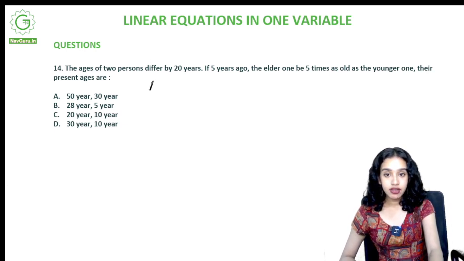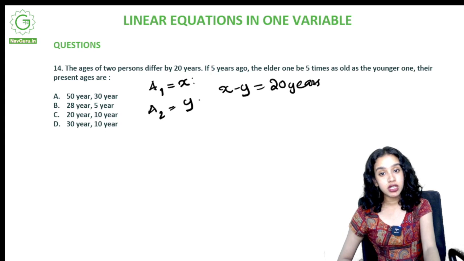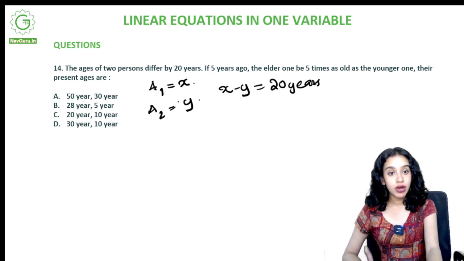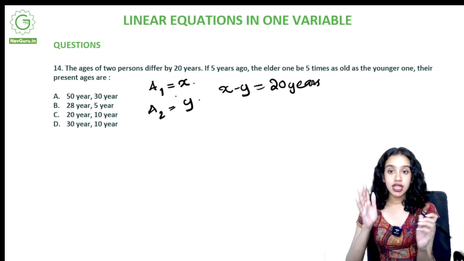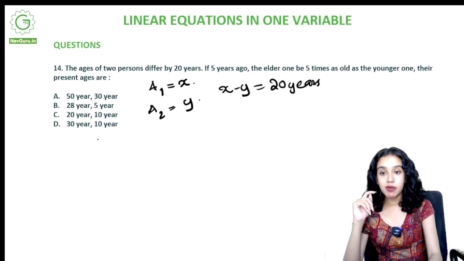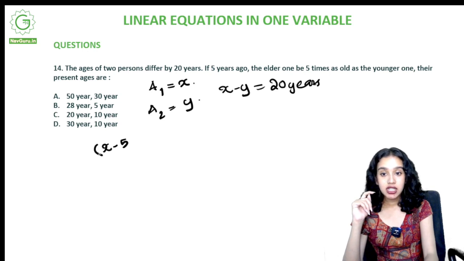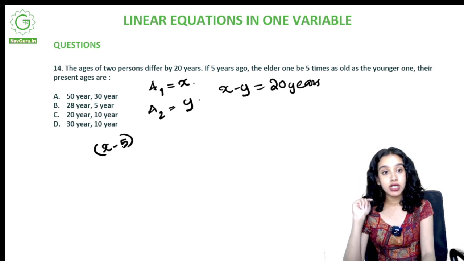So I have the age of person 1 equal to X, and the age of the second person equal to Y. The difference between these two ages is 20 years. Now, 5 years ago, the elder one was 5 times older than the younger one. I'm saying X is the age of a person, and 5 years ago means X minus 5.